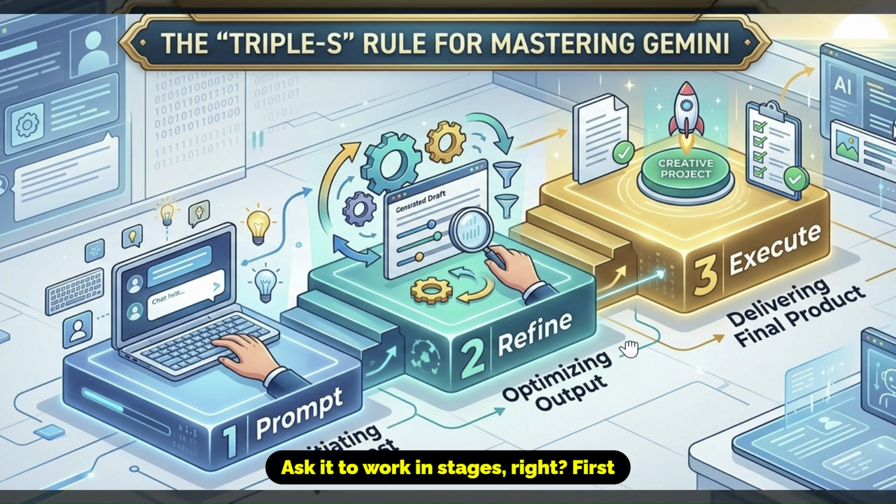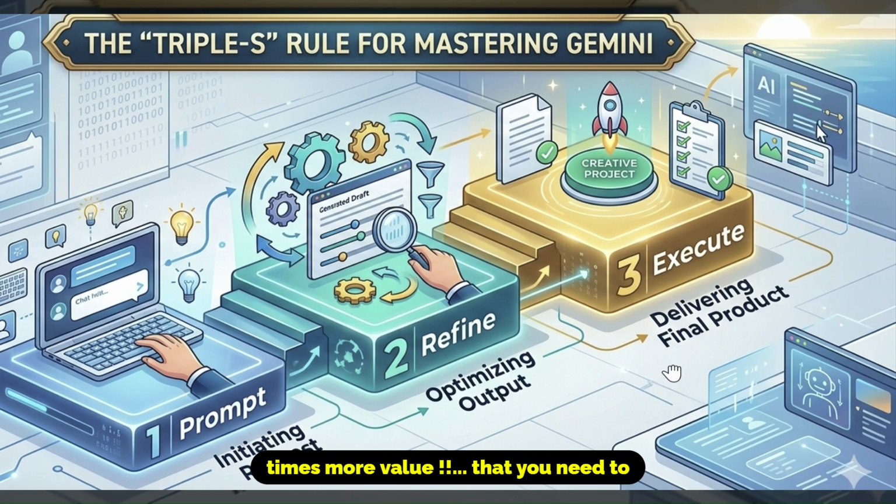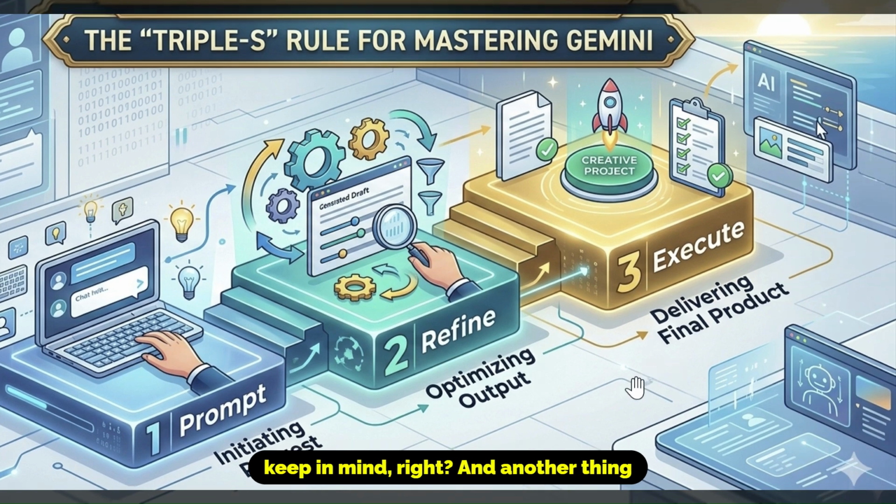Ask it to work in stages, right? First, give me an outline for a healthy meal plan. Then you approve it. And then give me the grocery list grouped by aisle. So these are the step-by-step things, right? Once you're treating it as a collaborative researcher, rather than a search engine, you can unlock 10 times more value. That you need to keep in mind, right?